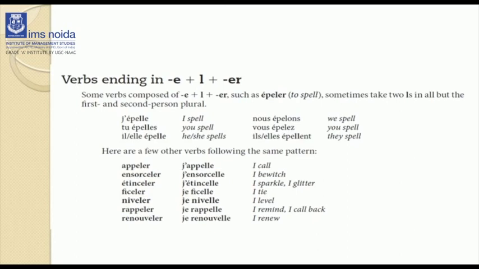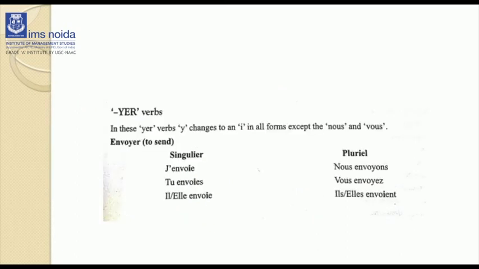And our next group is YER. YER verbs also have a little change in the conjugation. In these YER verbs, Y changes to I in all forms except nous and vous. For example, I have taken envoyer, which means to send. So when you conjugate this verb envoyer, as you can see in the conjugations, the endings are the same as the ER group of verbs, but we are adding an extra I in the conjugation of je, tu, il and ils.